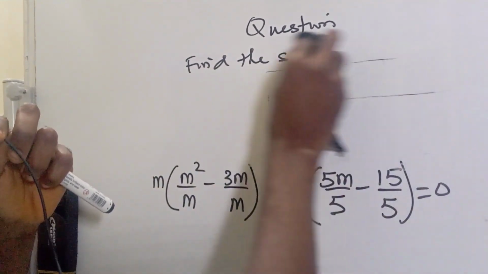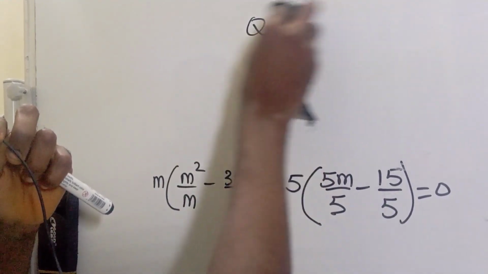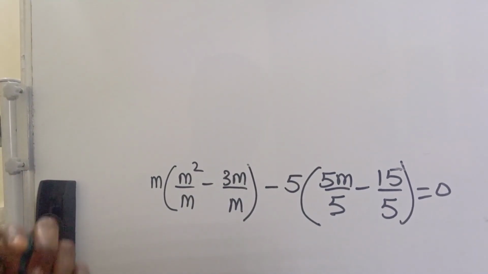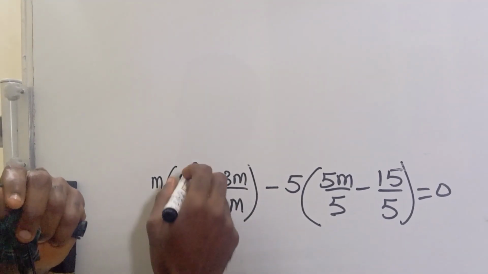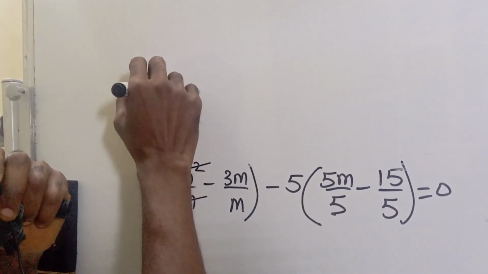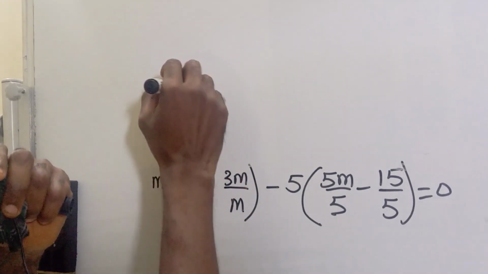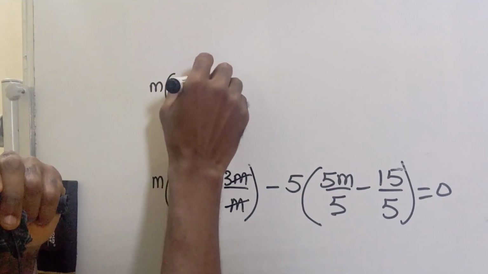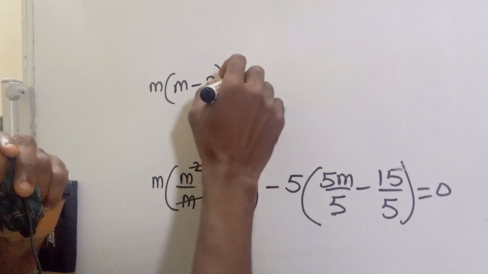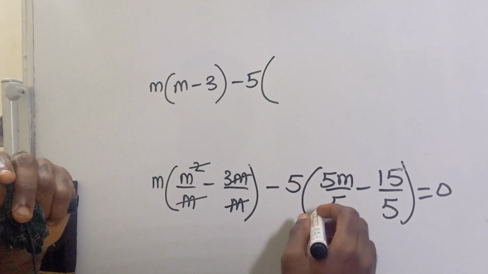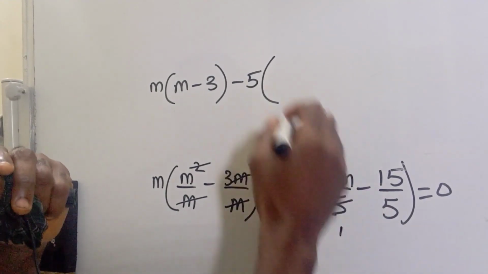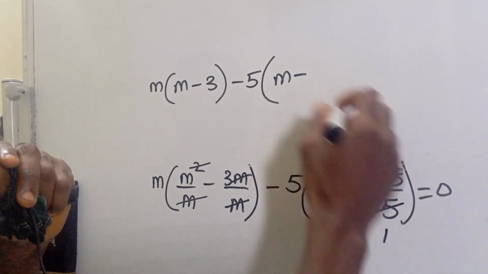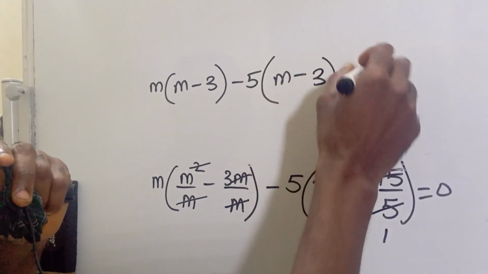If we go further to solve the equation, we can now cancel out. The m removes 1 here, so I have m multiplied by 1m there. Minus this, we cancel this, so we have minus 3. This is minus 5. This will cancel, this is 1, 1. So we have m minus 3 equals to 0.